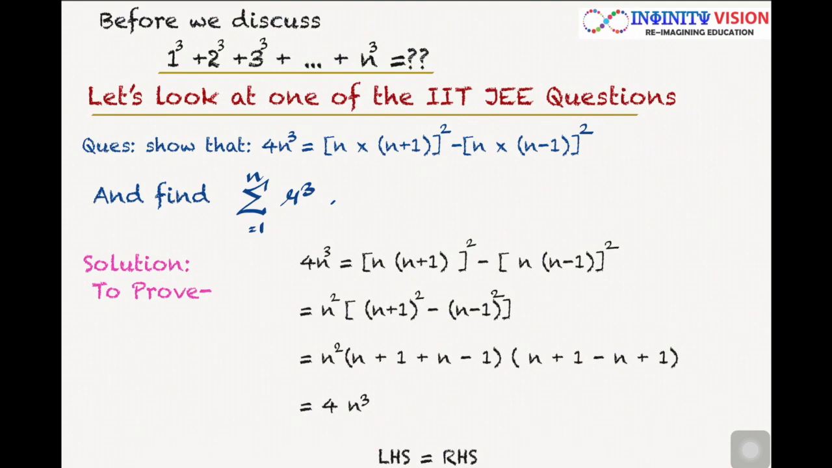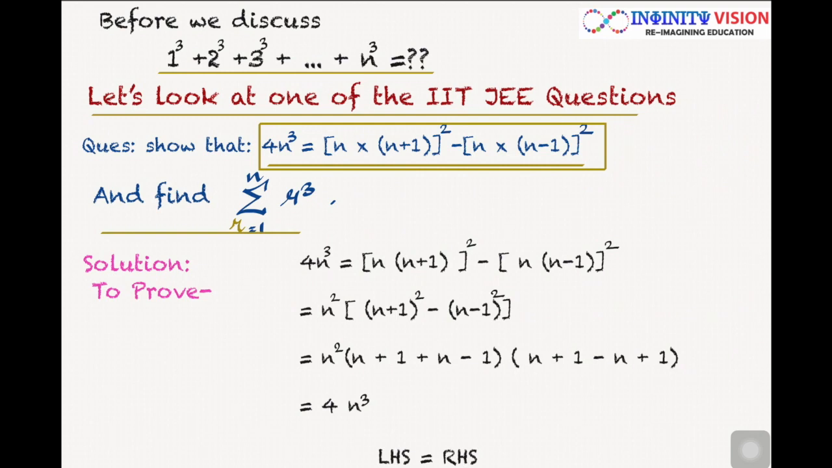The question says, show that 4n cube is n into n plus 1 whole square minus n into n minus 1 whole square, and then find summation of r cube, where r goes from 1 to n, which means you have to find the sum of the cubes of first n natural numbers. So the solution will just start from the beginning. It's a very simple class 8-9 level question: you just have to choose the left hand side and right hand side. I'll just open up the right hand side, n into n plus 1 whole square minus n into n minus 1 whole square.